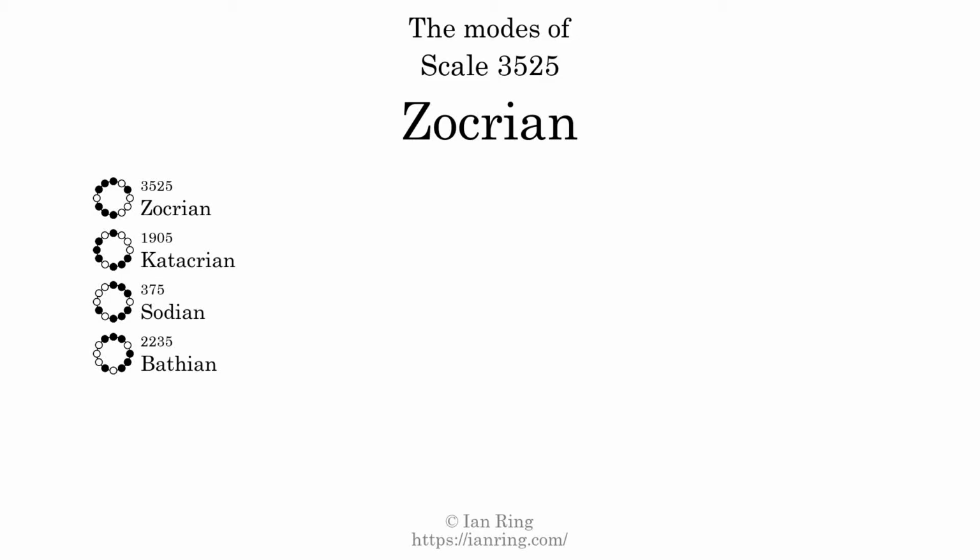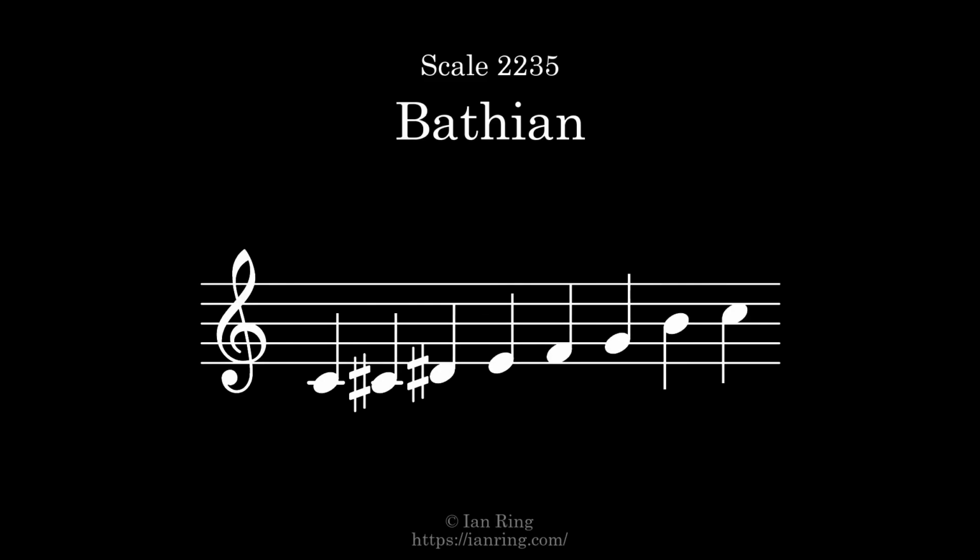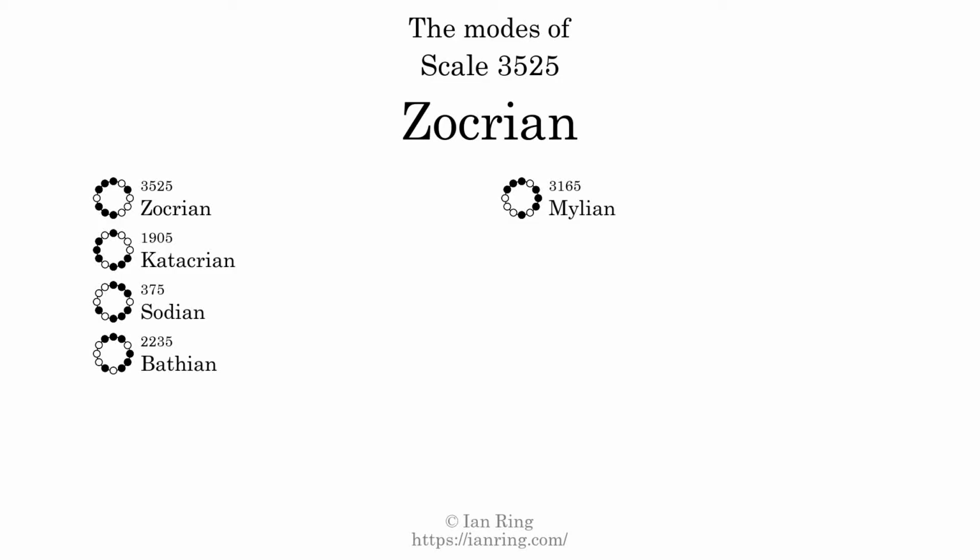The fourth mode is scale 2235, also known as Bathian. It sounds like this. The fifth mode is scale 3165, also known as Malian. It sounds like this.